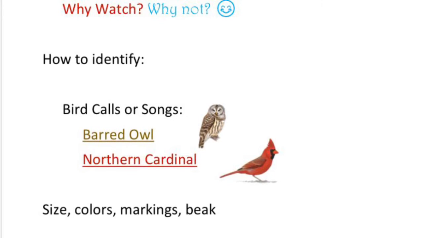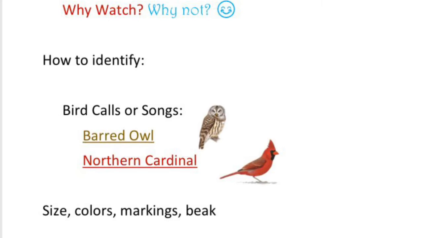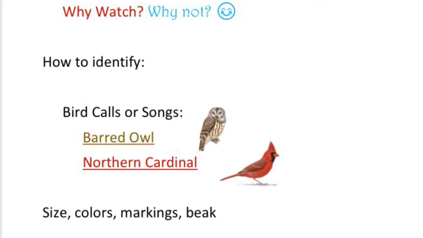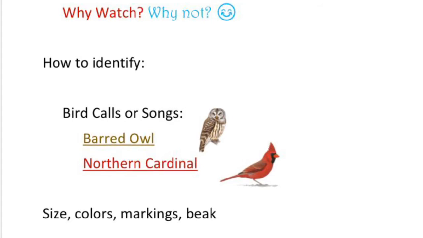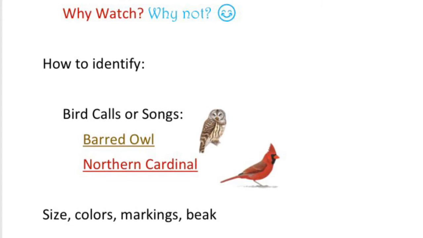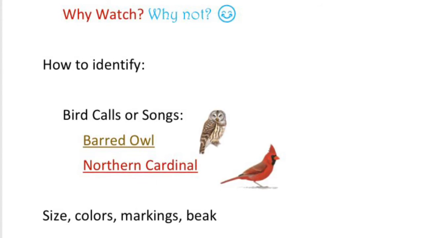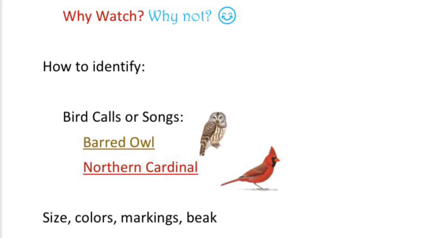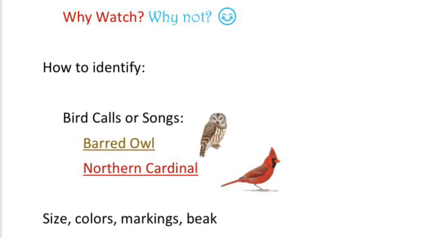An easy way to identify some of the birds is just by the calls or the songs that they make. So the first bird that I'll show you here is a barred owl. And I actually had some in my tree not too long ago, but I'm going to have you listen to the call and then you'll listen to a cardinal. So we'll hear the difference between the two.